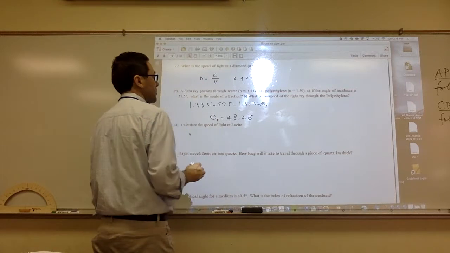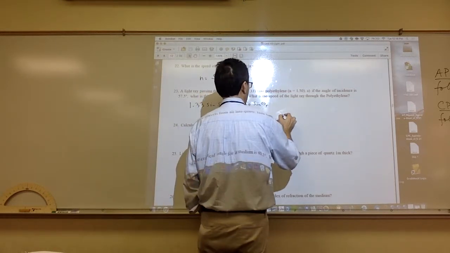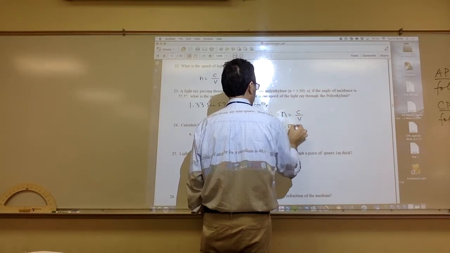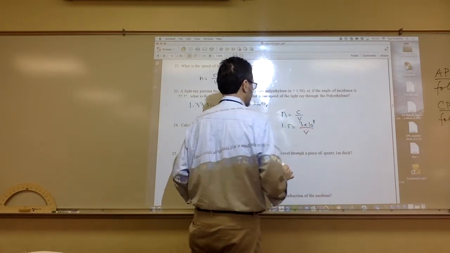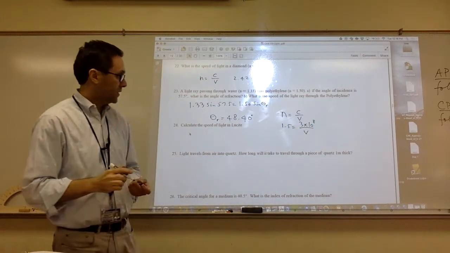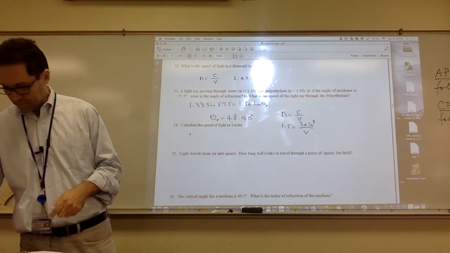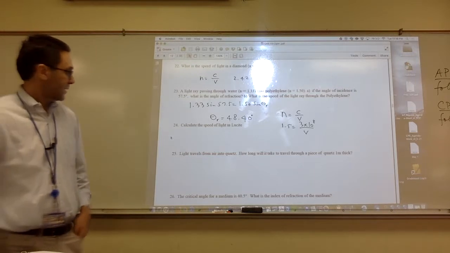What is the speed of light through the polyethylene? So n is c over v. This is 1.5. The c is the constant over v. So v should be, I think, 2 times 10 to the 8.